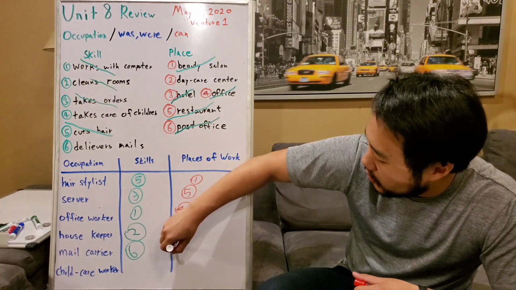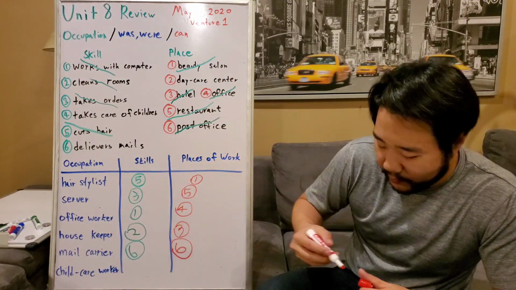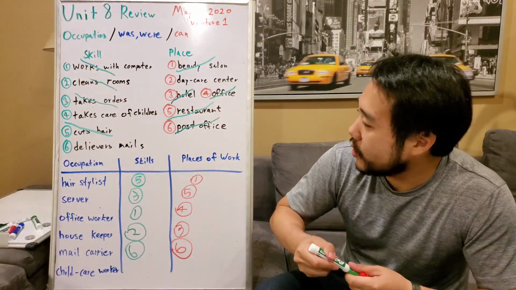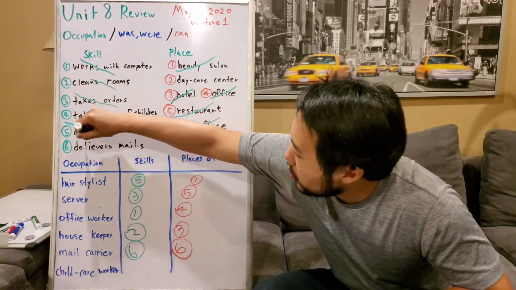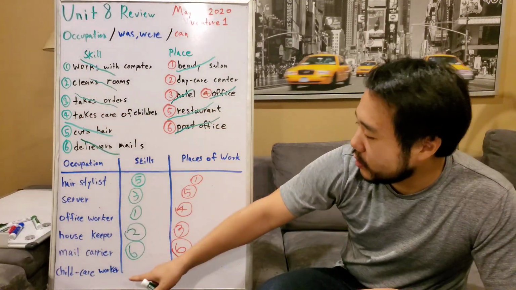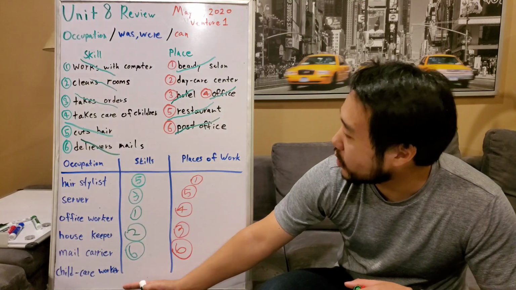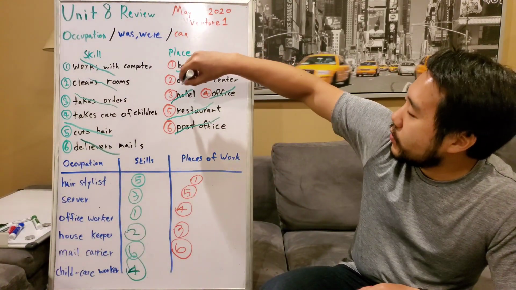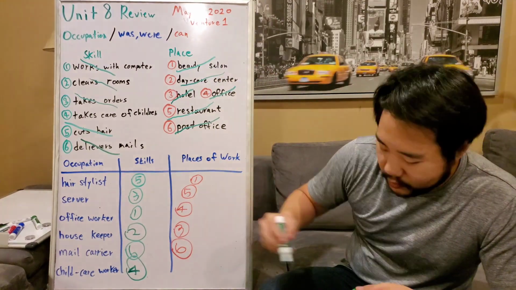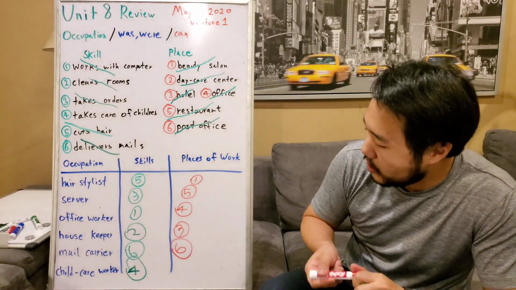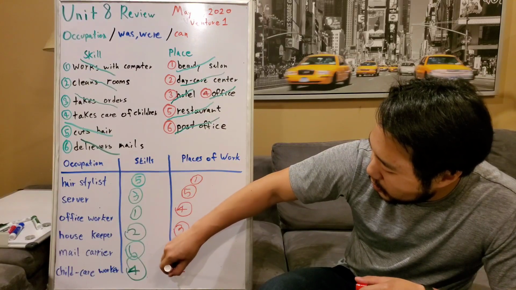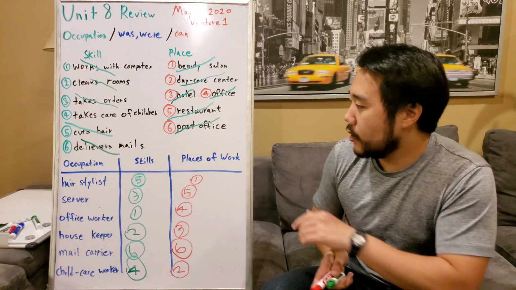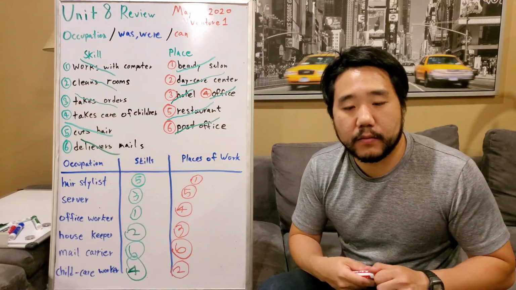So 6 and 6. Then finally, we just have to go over what's left. We have then number 4. Takes care of children. Who does that? Childcare worker. So 4. And then finally, we have number 2 here left. So 2. Daycare center. So these are the answers for the identifying occupation exercise.